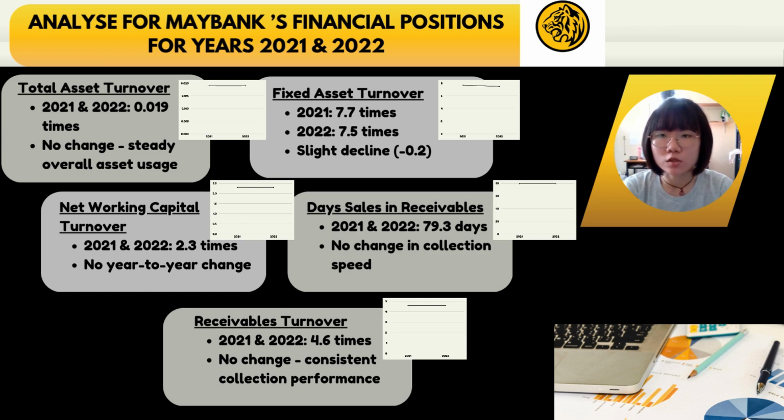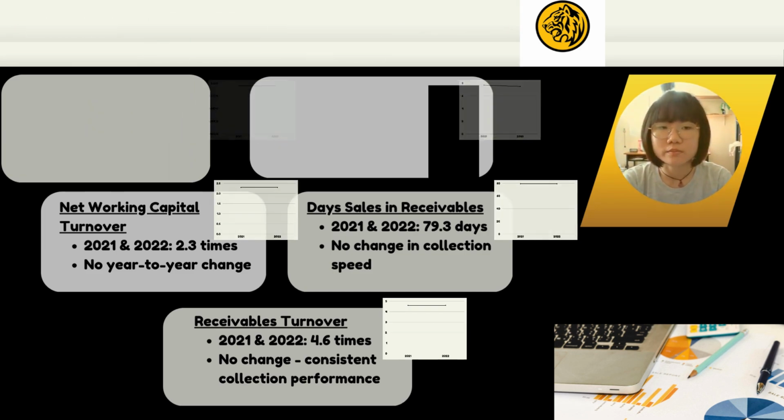The net working capital turnover also remained unchanged at 2.3 times, showing a consistent use of short-term resources to generate revenue. Although the fixed asset turnover slightly declined from 7.7 to 7.5 times, it still reflects strong utilization of fixed assets. Meanwhile, the total asset turnover remained at 0.019 times, suggesting a consistent overall efficiency in generating sales from the company's total assets.